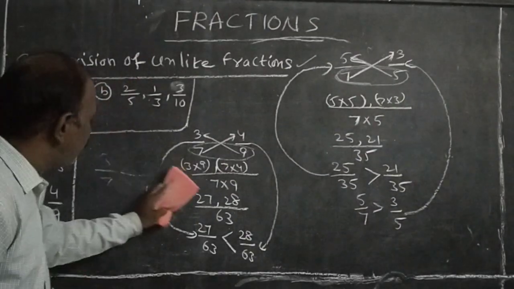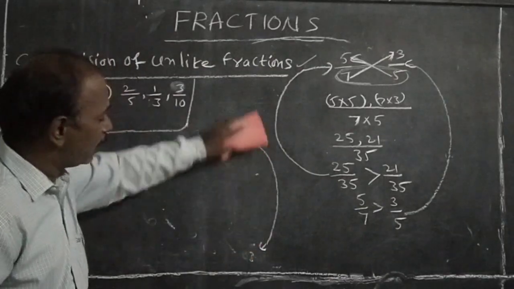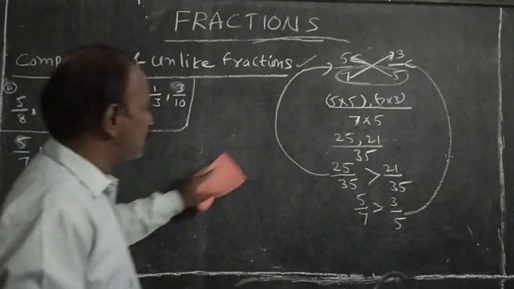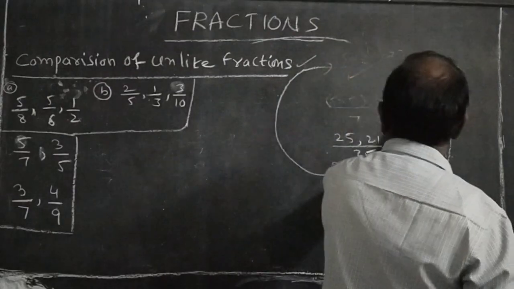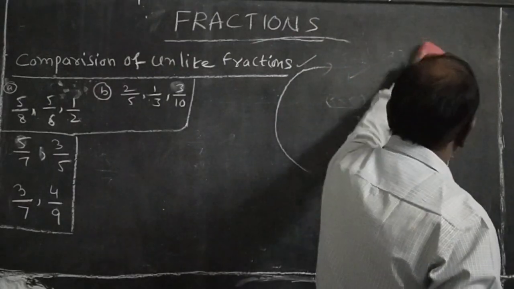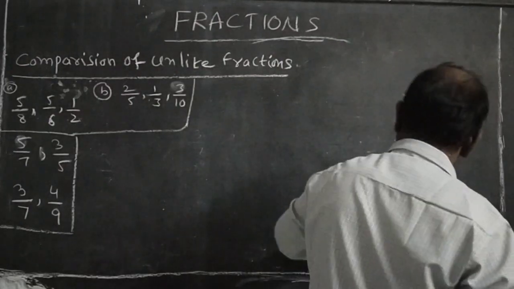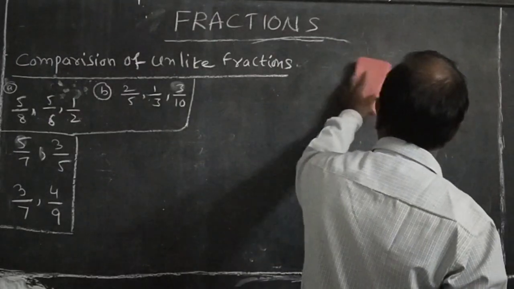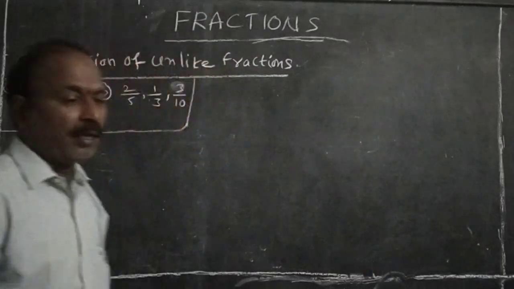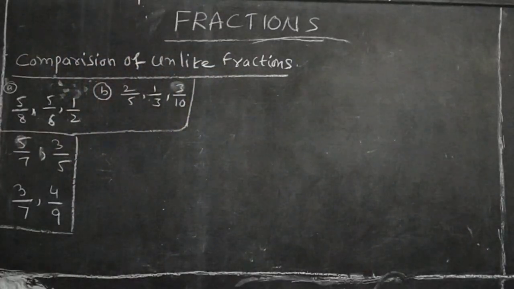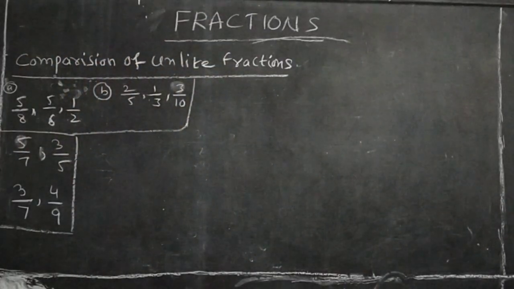In this process, first we convert the unlike fractions into like fractions. Then we compare the numerators. Then we identify which is greater and which is smaller. Now, how can we arrange the unlike fractions in ascending order or descending order?